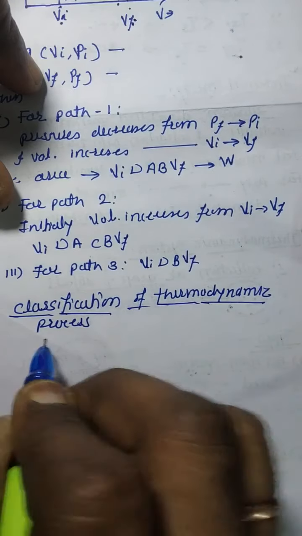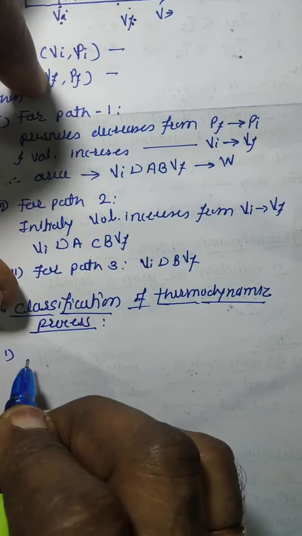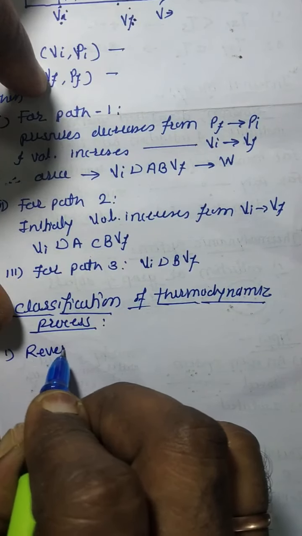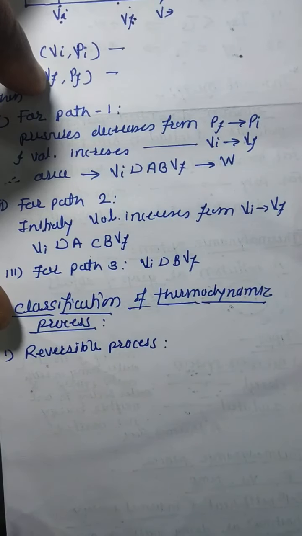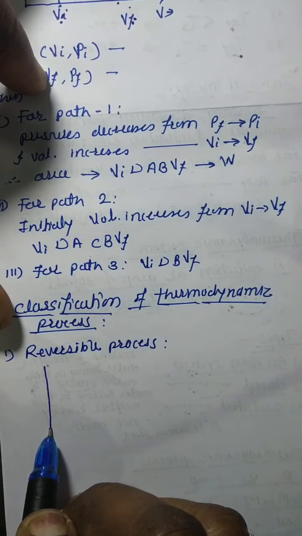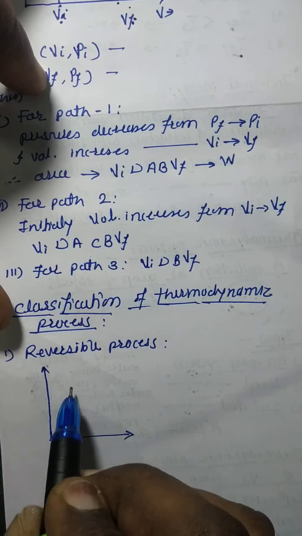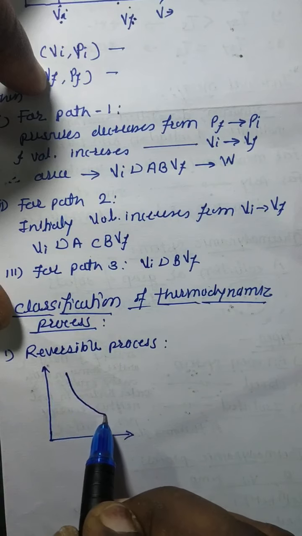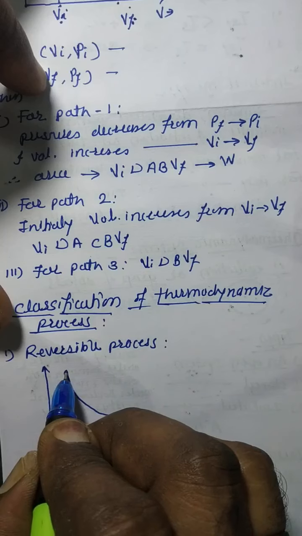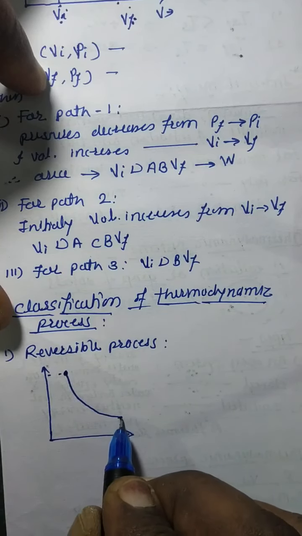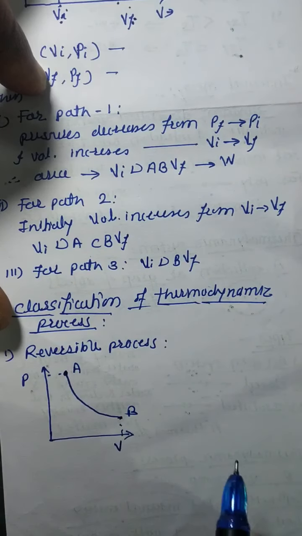Classification of thermodynamic process. First, reversible process. The process in which state of thermodynamic system, suppose this is initial state, this is final state, A, B, here P, here V.